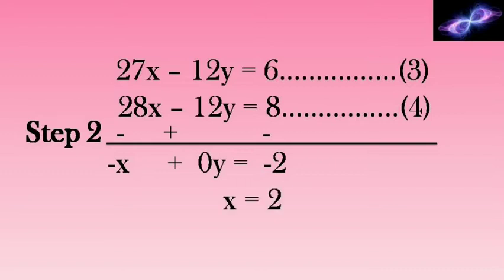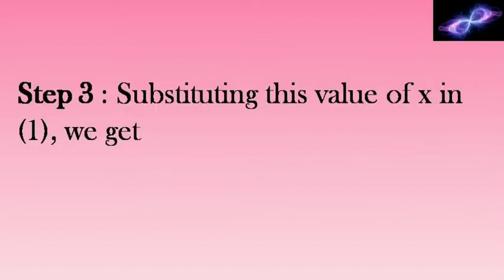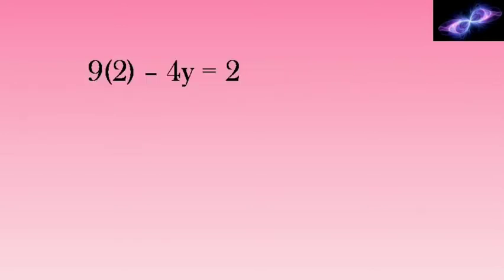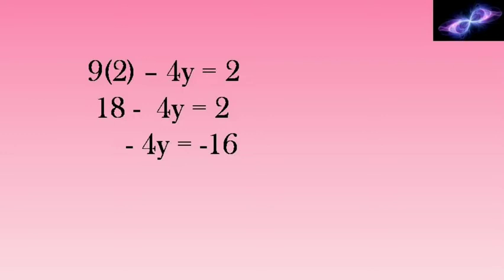Next step would be, since we know the value of x, which is 2, put this value of x in equation 1, which was 9 times x minus 4y equals to 2. So it would become 18 minus 4y equals to 2. It's minus 4y equals to minus 16, and hence y is 4 and x was 2. That's how this simple method would help us to get the values of unknown variables.